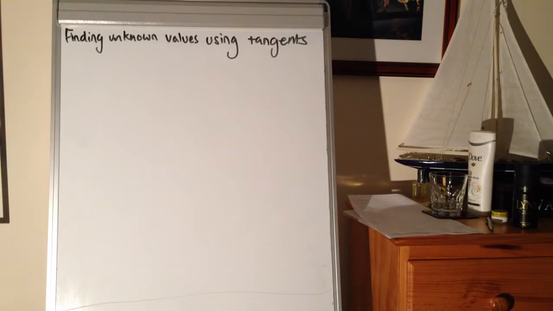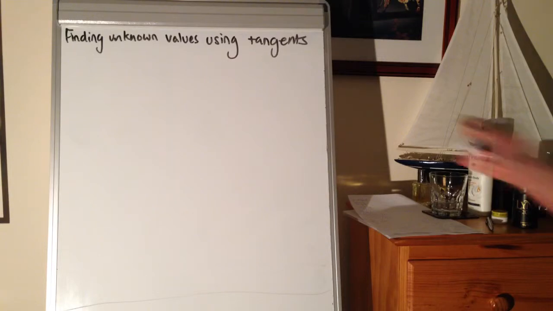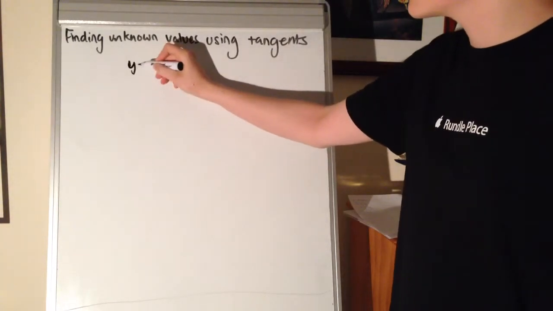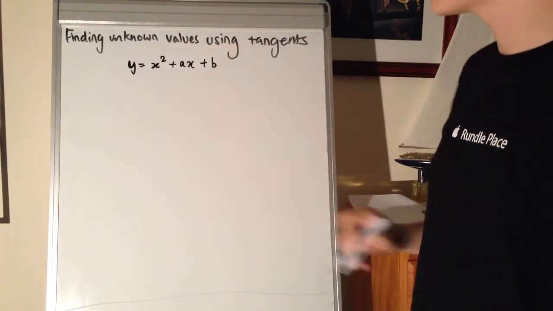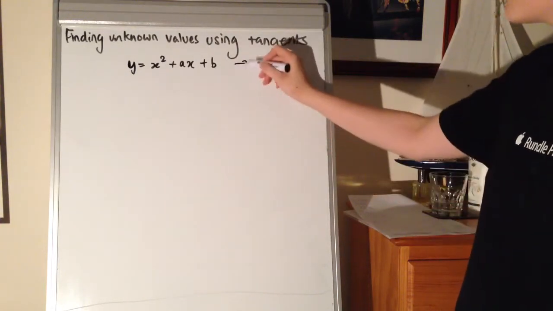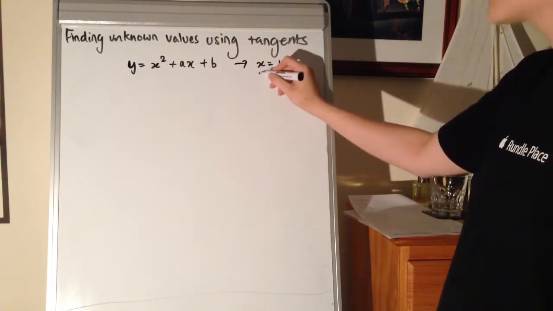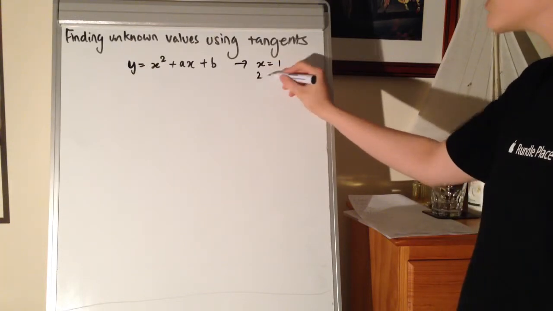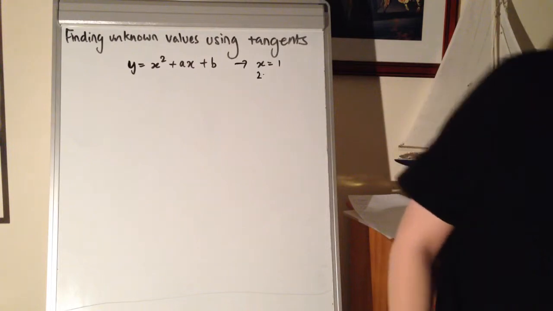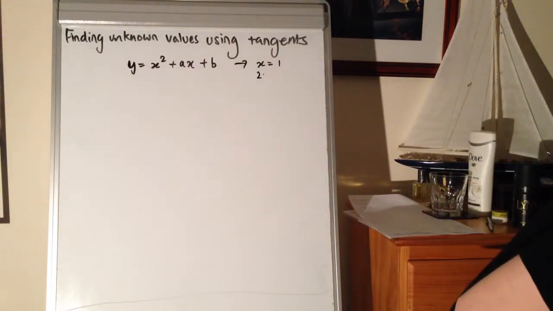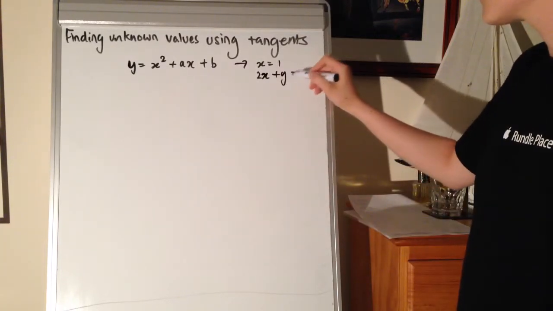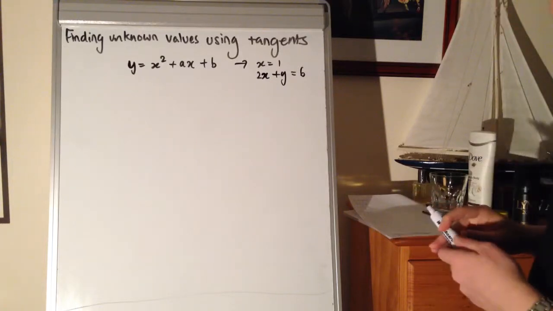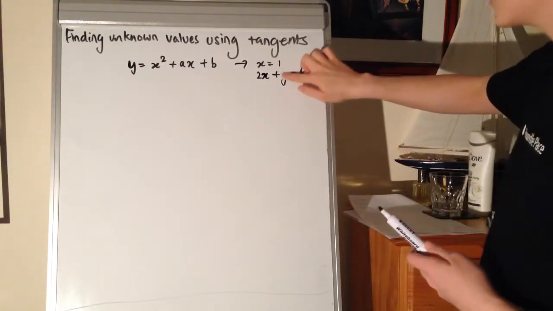So first off, it's always good to write down the key information that we have from the question. We know we're working with a polynomial. That's the function that we're looking at the slope of the tangent of, and we've got a and b as constants that we need to find. And we know that when x equals 1, the equation of the tangent is given by 2x plus y equals 6. Okay, so we've identified all our key ideas there.